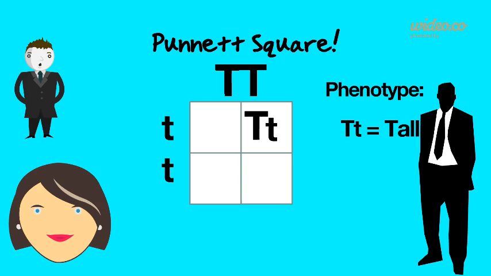Follow the same process to complete the last three squares. You should end up with all four boxes filled with a big T and a little t, or a heterozygous genotype.